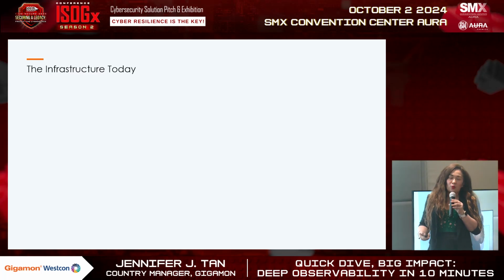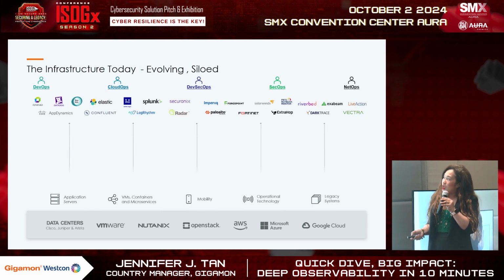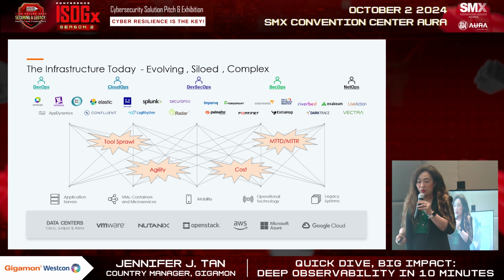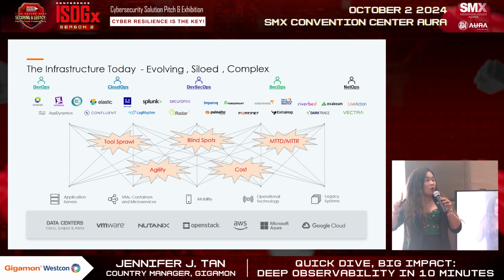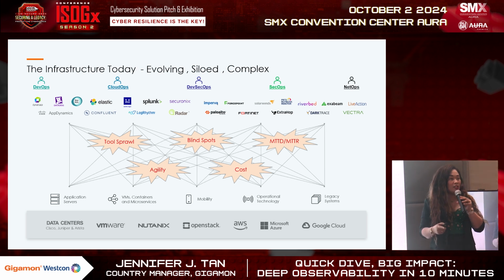To make it worse, the infrastructure today is evolving, siloed, and complex. Different organizations have different functions, so they require different tools. Different tools cause tool sprawl, and because these tools are not unified with each other, they cause blind spots. This affects your mean time to detect and to respond, and causes the organization not to run as agile as it should. It also causes cost, because managing all these tools costs so much money, as does keeping your cloud cost in place.